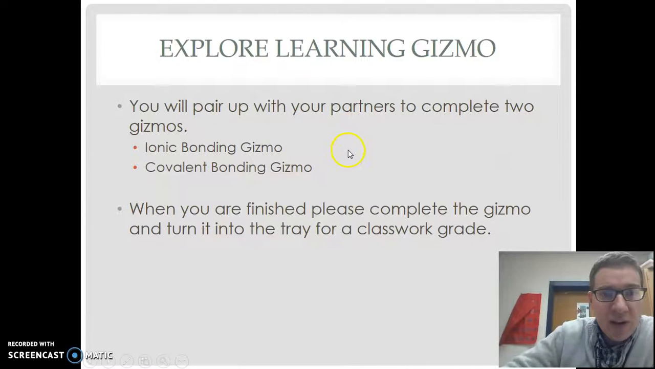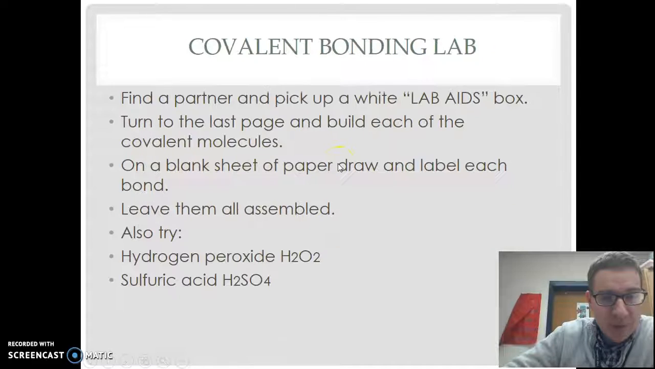Okay. When you come back, you'll be working in your Gizmo on ionic and covalent bonding. And then we'll also do a lab as a class. We're going to build some models of ionic and covalent bonding.